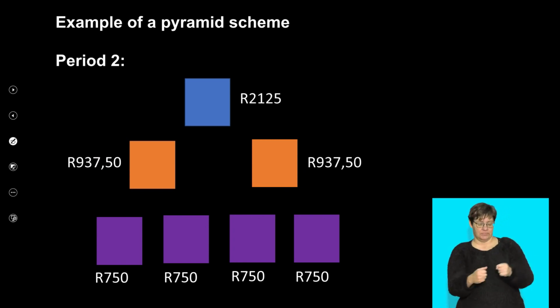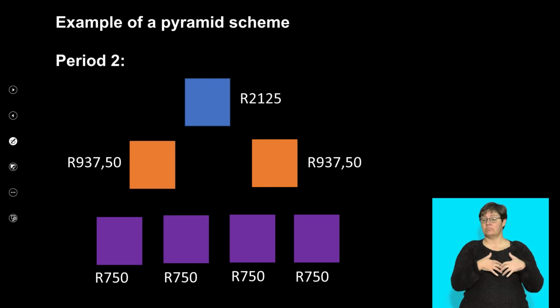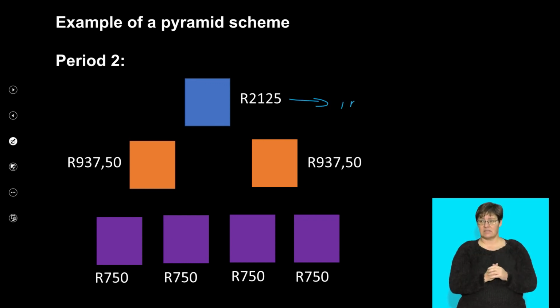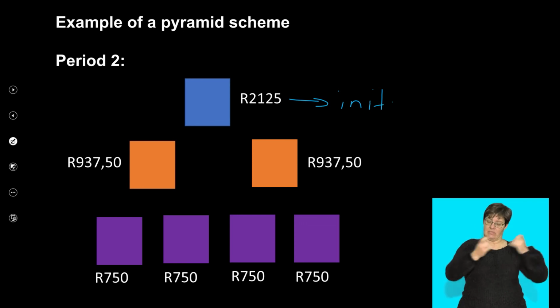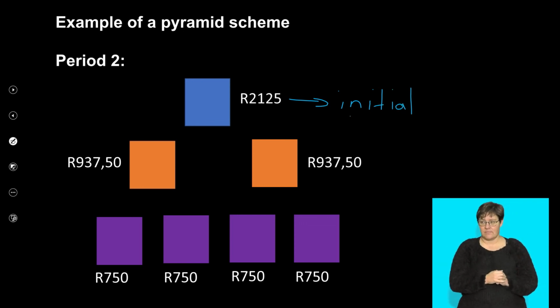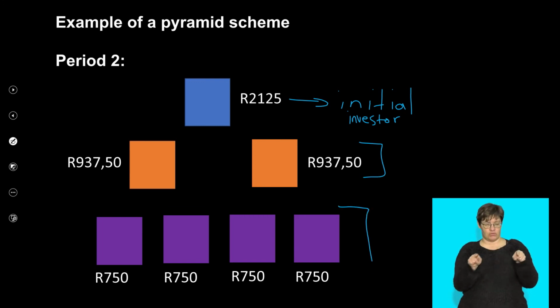So when we end period 2, we are now sitting on 2,125. This is the initial investor, we can call him, or we can even call him the founder. And then these ones will be the first 2 people that were recruited, and then this will be the 4 people that were then recruited by the 2 people.